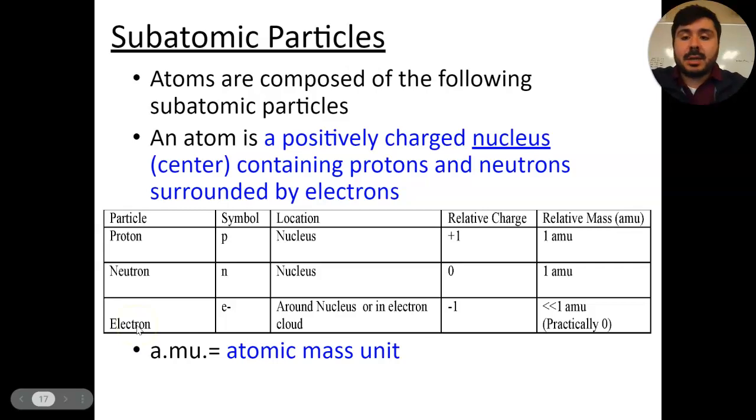Next up, and lastly, are electrons. Electrons are arguably one of the most important ones. They're one of the subatomic particles that we talk about the most in the entire school year.